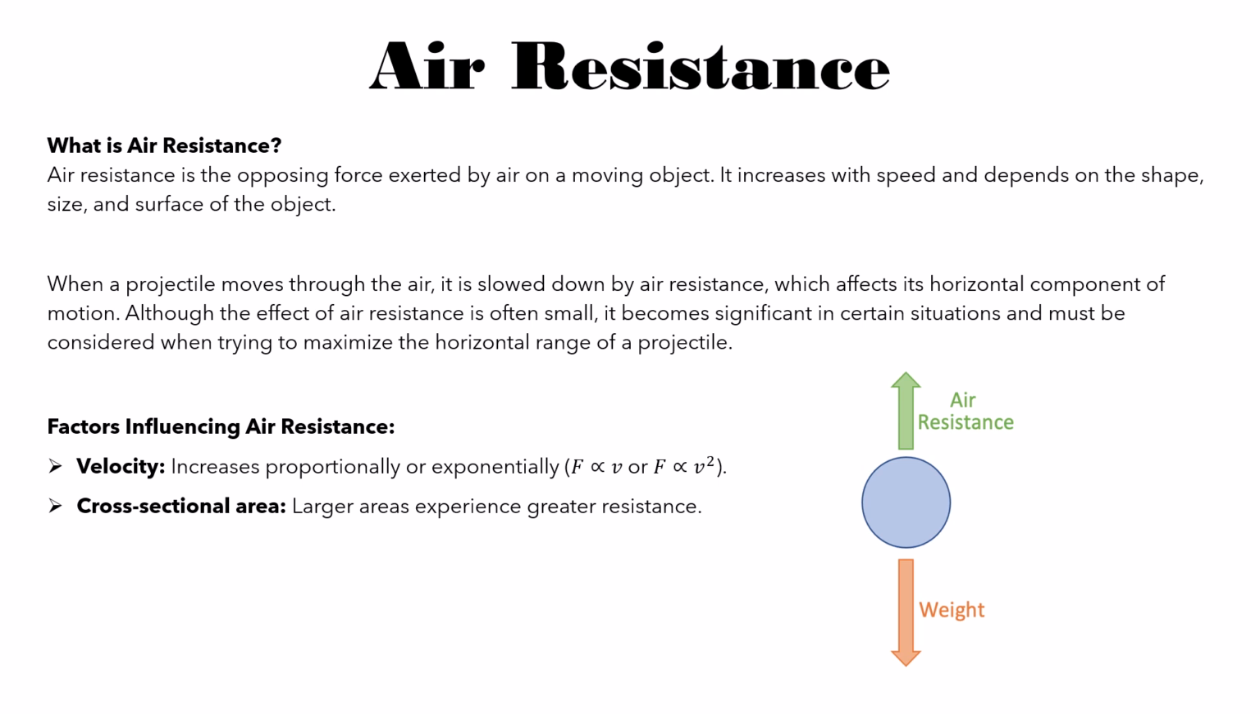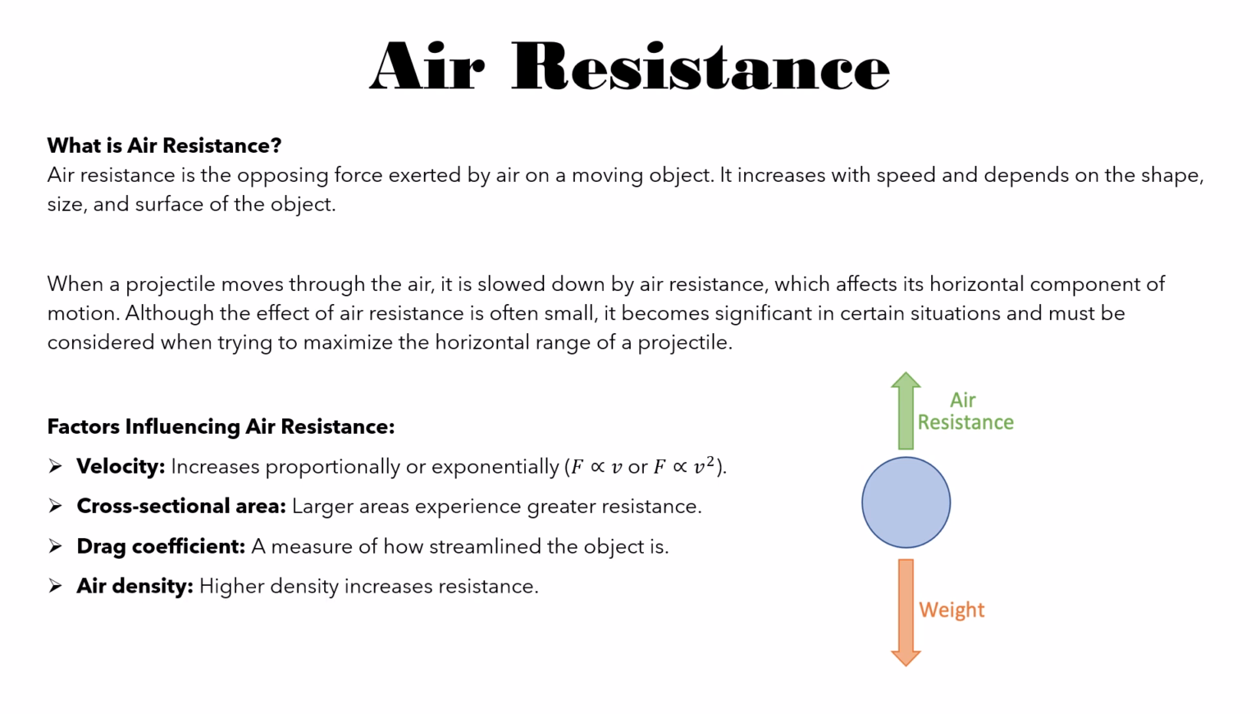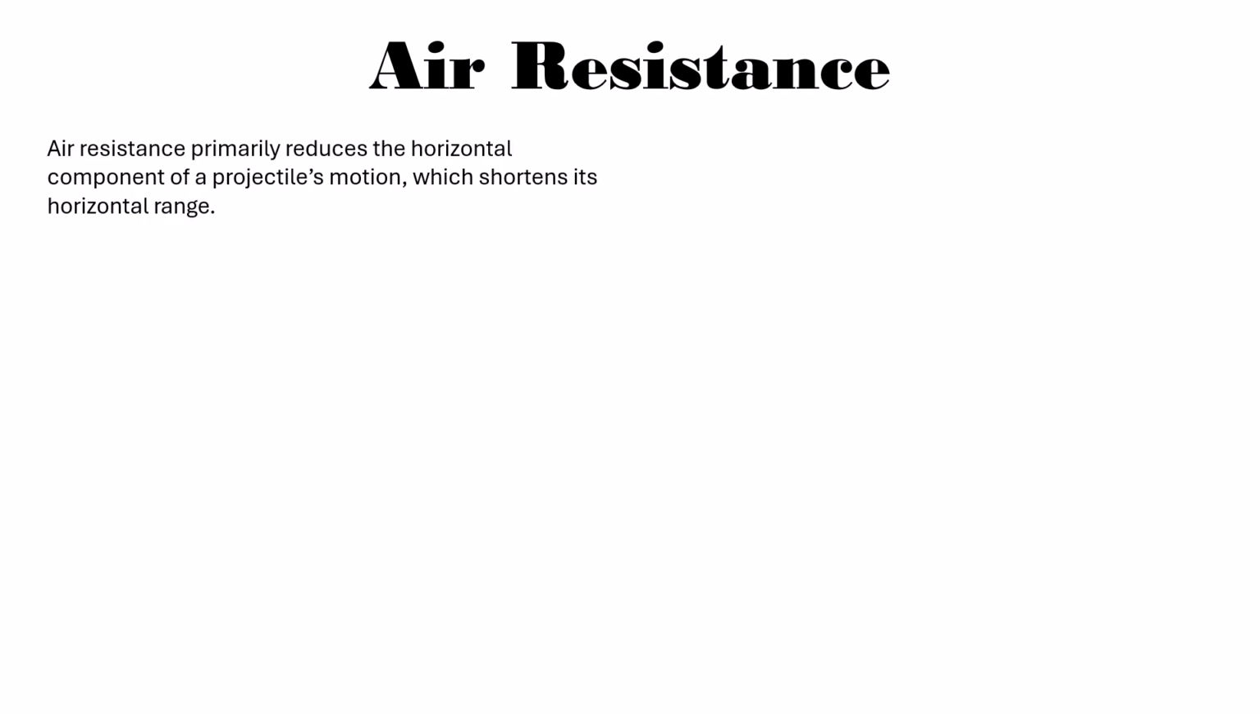The cross-sectional area, so obviously the bigger the area, the more air resistance there is. There's something called a drag coefficient, a measure of how streamlined the object is. And then air density will come into play as well. So air resistance primarily reduces the horizontal component of the projectile motion, which shortens its range.